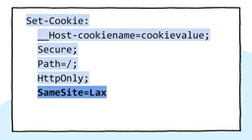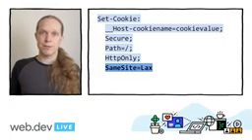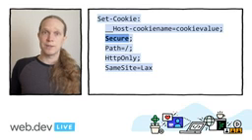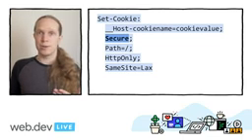Same site equals lax is what's protecting us against this attack. The malicious site can make the request, but because the user isn't actually on the blogging site, the sites don't match, and therefore, no cookie. There are some other benefits too. The secure attribute means that we're going over HTTPS, so other people lurking on the same network can't steal our cookie.